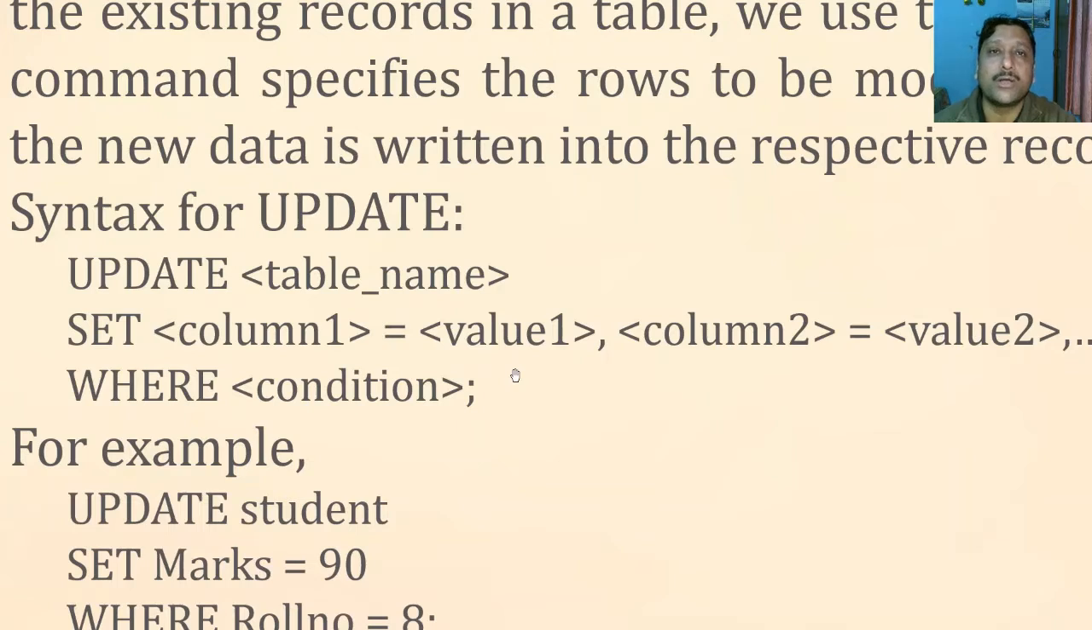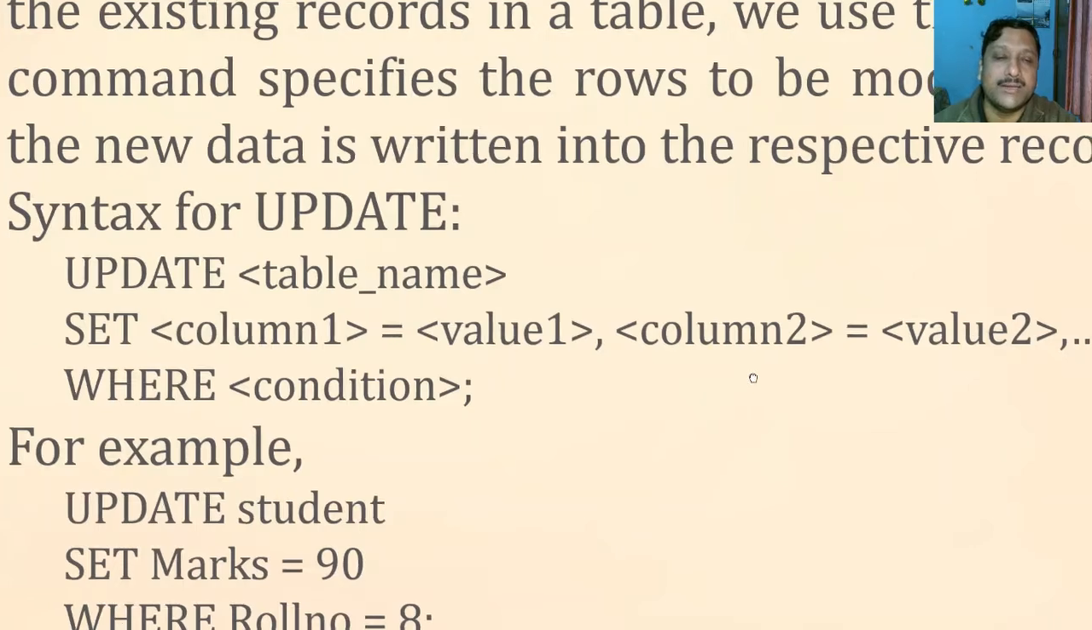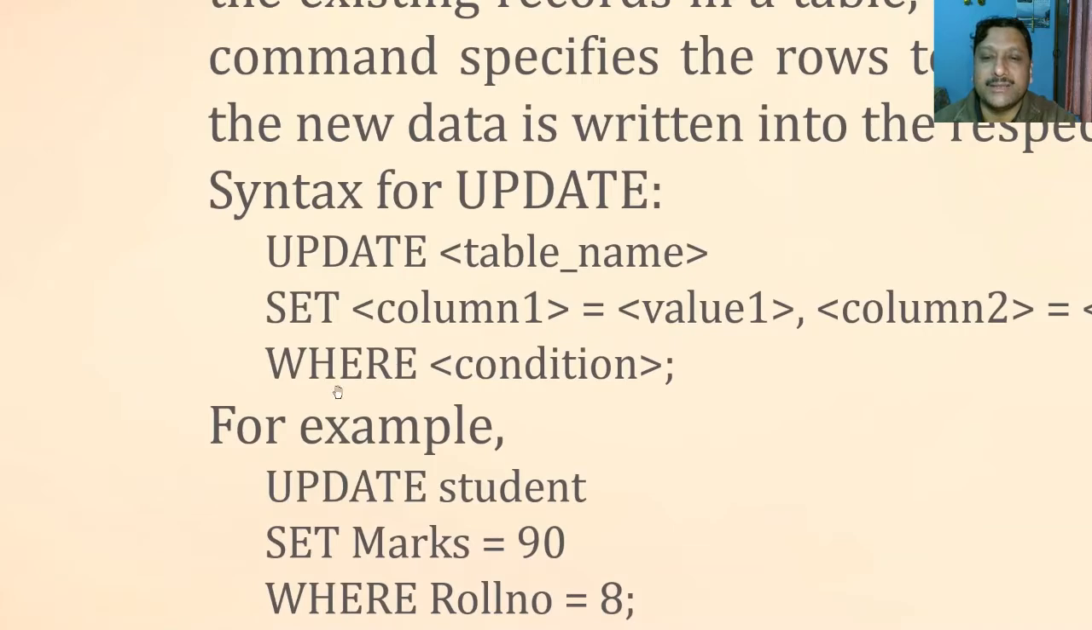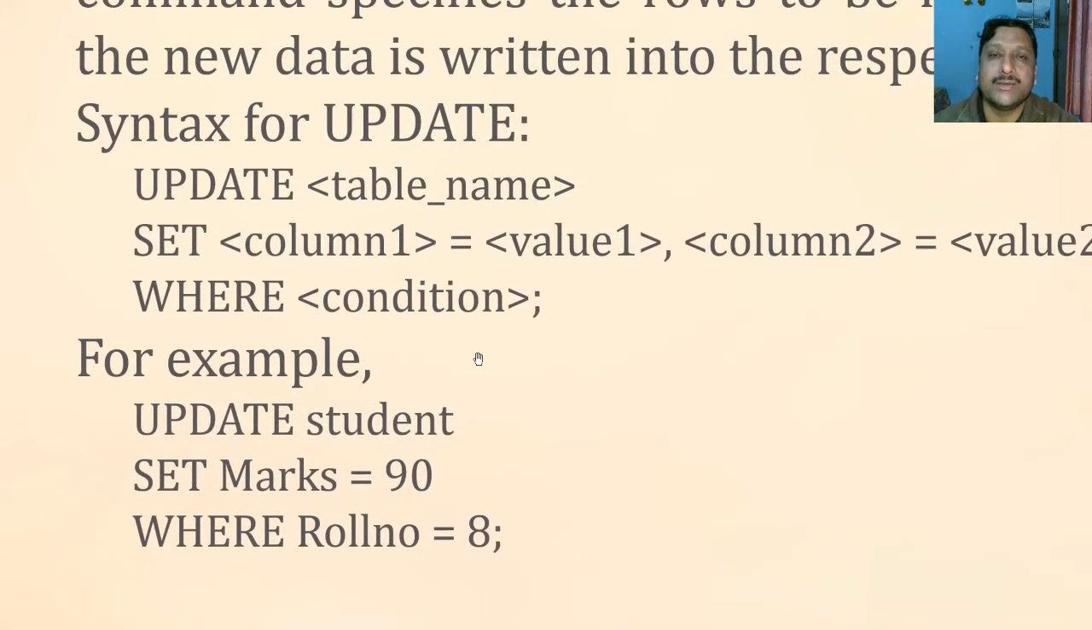If more than one column's data is to be modified, then separated by commas we can give more values along with the column names. And then finally we have to give the where condition. Suppose we have forgotten to apply the where clause, then what happens? The data will be updated in all the rows. All values of all the rows will be changed. So we have to take care that the where clause is always included in update commands.